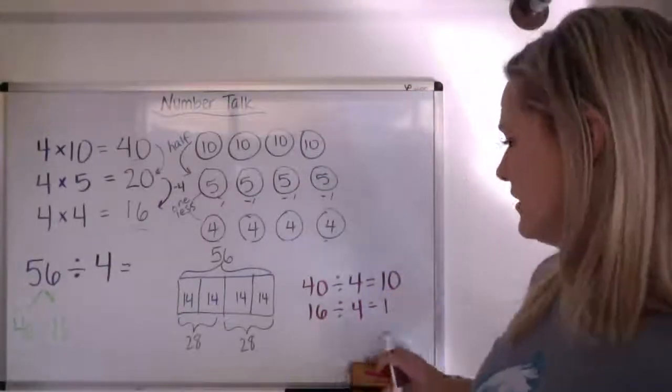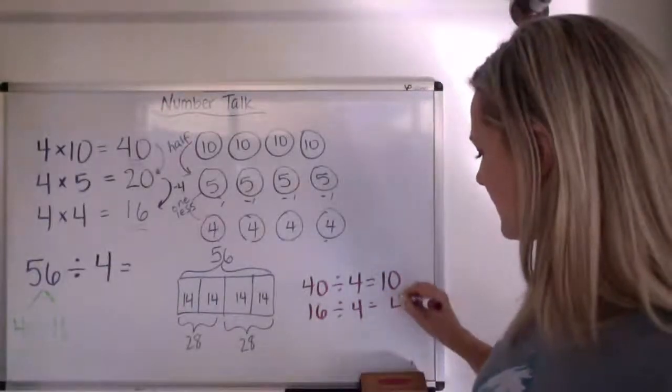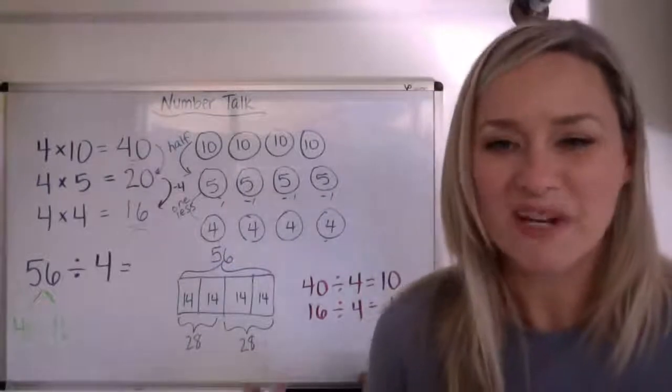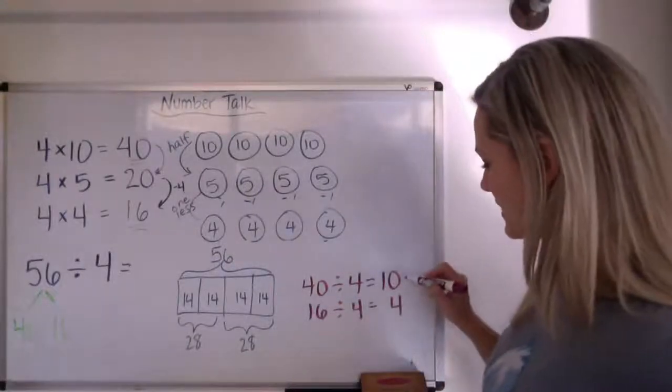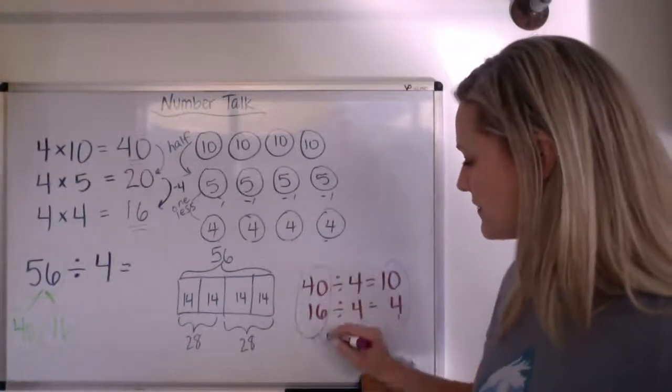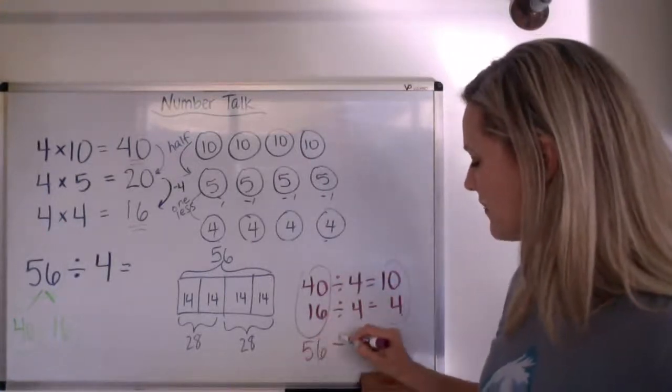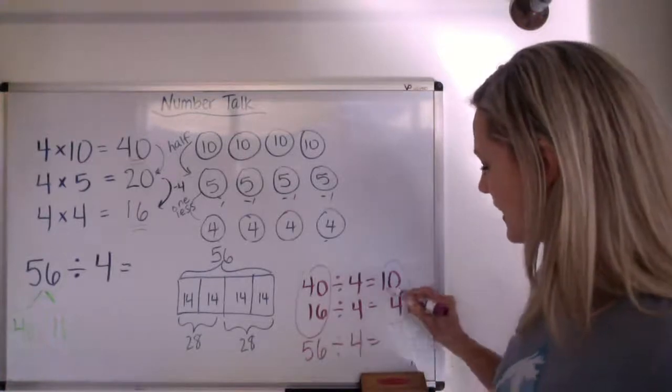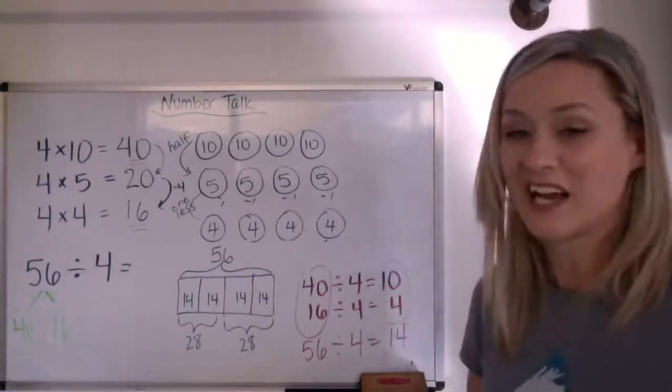Oops. Hello. I was supposed to write 4 right there. And then he said, well, my answer would just be this added together, because this together makes 56 divided by 4, and that makes 14. And you can see it there, right?